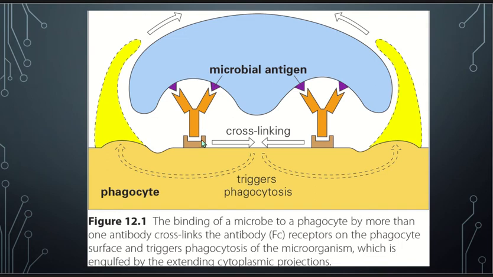Whereas when we talk about signaling or binding to receptors on cells of our immune system, we're talking about this specific portion, the FC portion, that's actually binding to those FC receptors of these phagocytes.